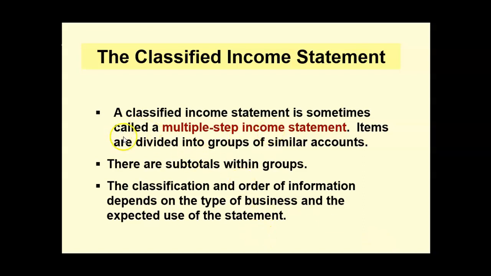Now, the classification depends upon the type of business. Meaning, are you a company that provides a service or a company that sells a product? Or it could be a combination of the two. So depending upon the type of business, that will impact the actual setup of the structure for your classified income statement. The first section of the classified income statement focuses on what's known as operating revenue.